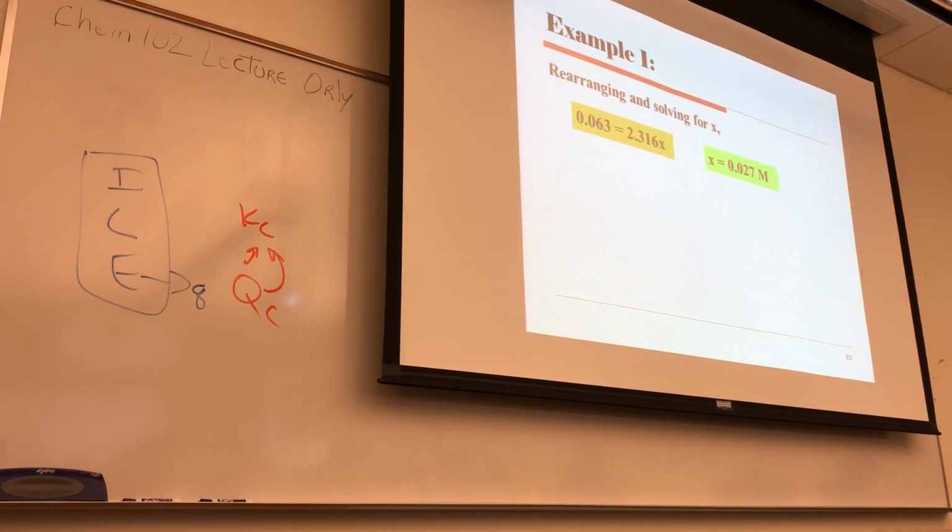Am I done? No. What do I now have to do? I have to plug it in. So what was it, 0.2 minus 0.027? That's going to be my concentration of both reactants. And this squared is going to be my concentration of my product.